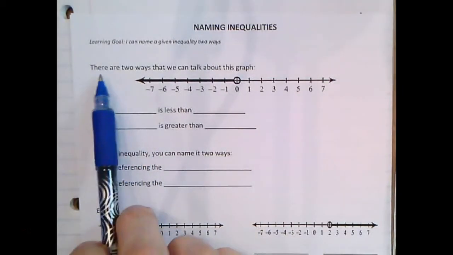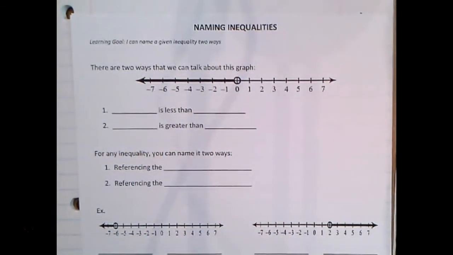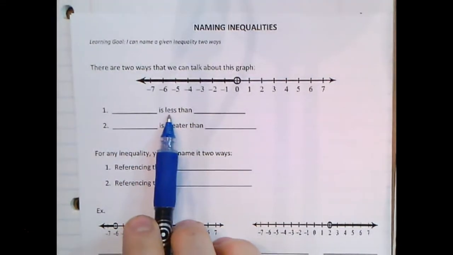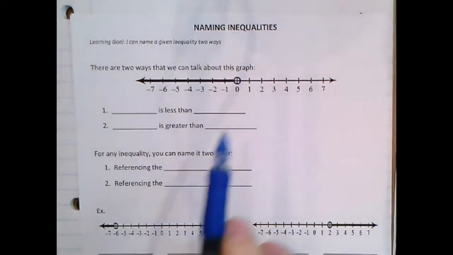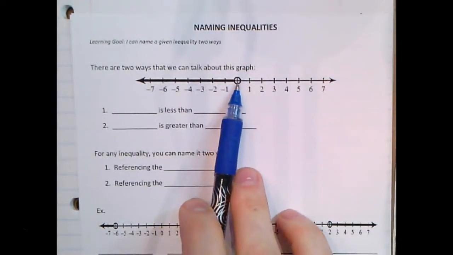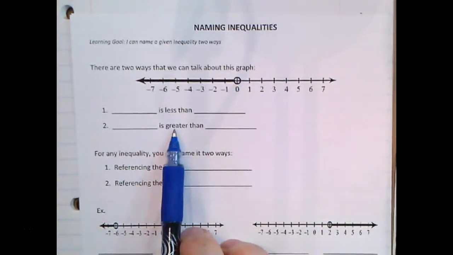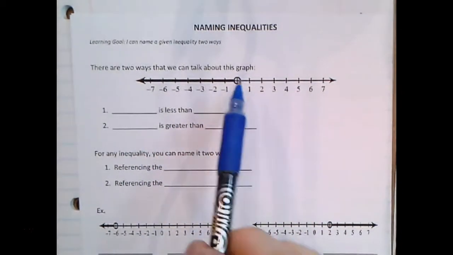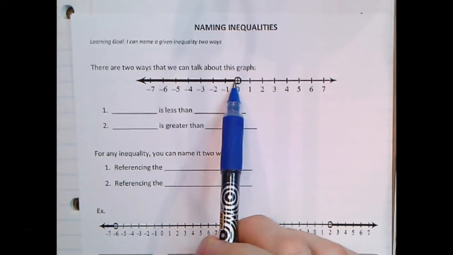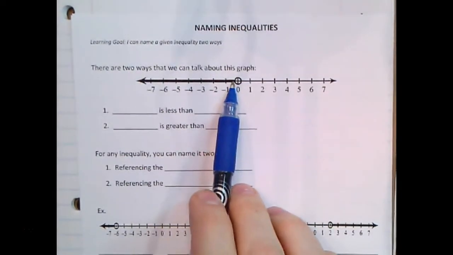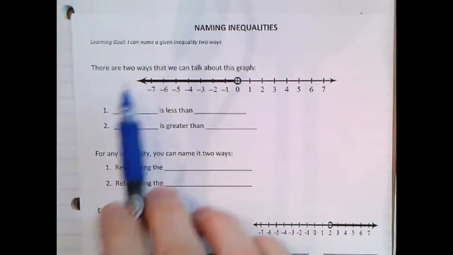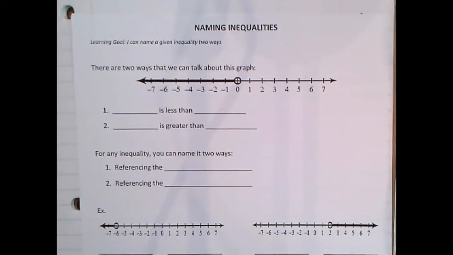So taking a look at this, there are two ways that we can talk about this graph. One of them is talking about something that is less than, the other is talking about something that's greater than. We have an open circle, so there's no equal to part of it. And the direction the arrow is going is to the left. So there are two ways we can explore this.